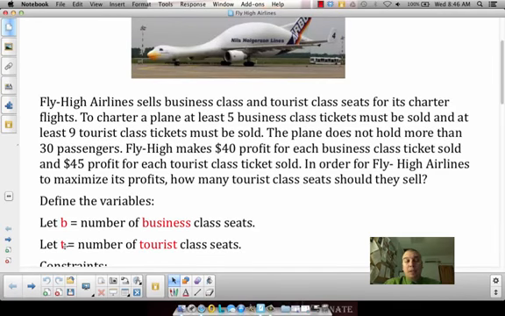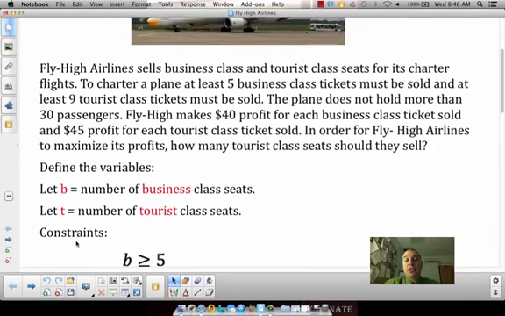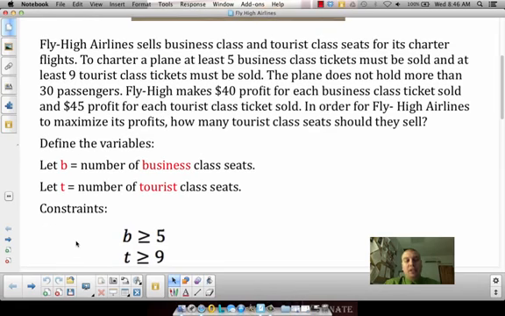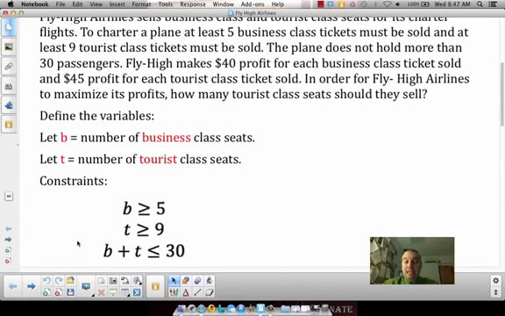So I'm going to use B and T just like the other examples. Use something that is easy enough to remember. So B, number of business class seats. T, number of tourist class seats. Now I have to take a look at my constraints. It says that I have to have at least 5 for the business class, so B is greater than or equal to 5. I have to have at least 9 of the tourists, so T should be greater than or equal to 9. And I can't hold any more than 30 passengers, so combined, B plus T cannot be larger than 30. It's going to be less than or equal to that. Well, that makes sense.